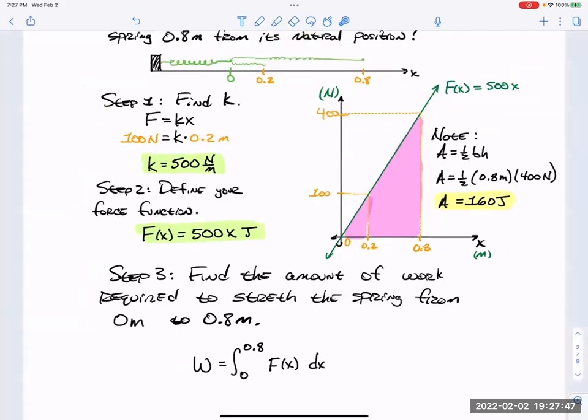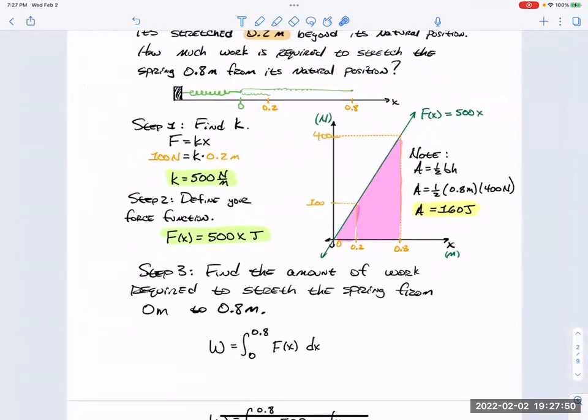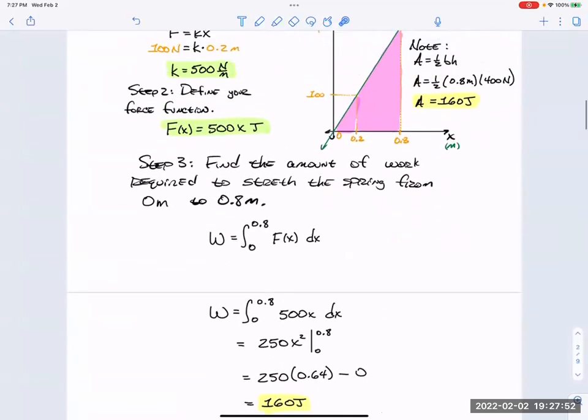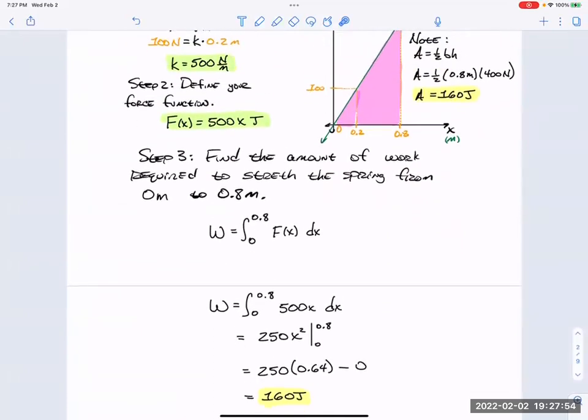So there we go. That was our first work problem with the spring. Any questions on this?